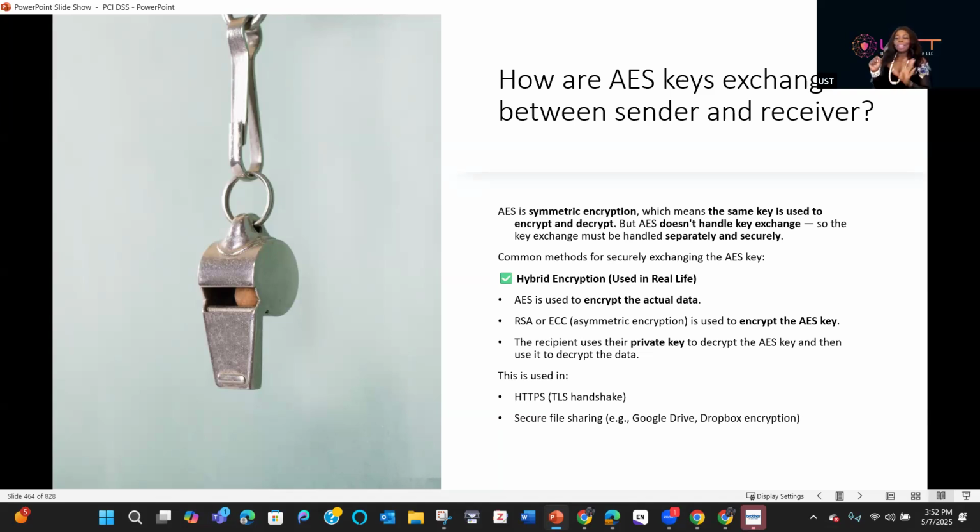But we are coming, okay? Just stay along, right? The recipient uses their private key to decrypt the AES key and then uses it to decrypt the data, right? So once we encrypt that data, it's gone.